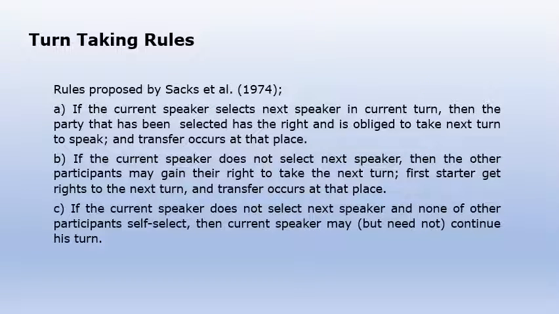There are three main rules that occur in the turn taking. These rules are proposed by Sachs. The first rule is telling how the first speaker chooses the next speaker to talk, and then the speaker who has been selected has the right to talk. The next rule of turn taking is when the current speaker does not select the next speaker to talk, so it's free for the other speaker who wants to take a turn to speak. And the last rule is when the current speaker does not select and none of the others want to speak, then the current speaker may or may not continue his turn.